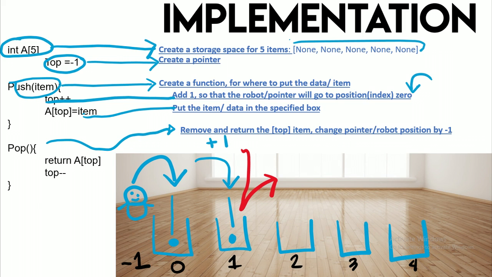Once we have taken the item, we are going to subtract 1 from the position of the robot, so the robot in our situation will go back to box number 0. And now we're done. This implementation is the simplest way of visualizing how we implement a simple stack in formal code.